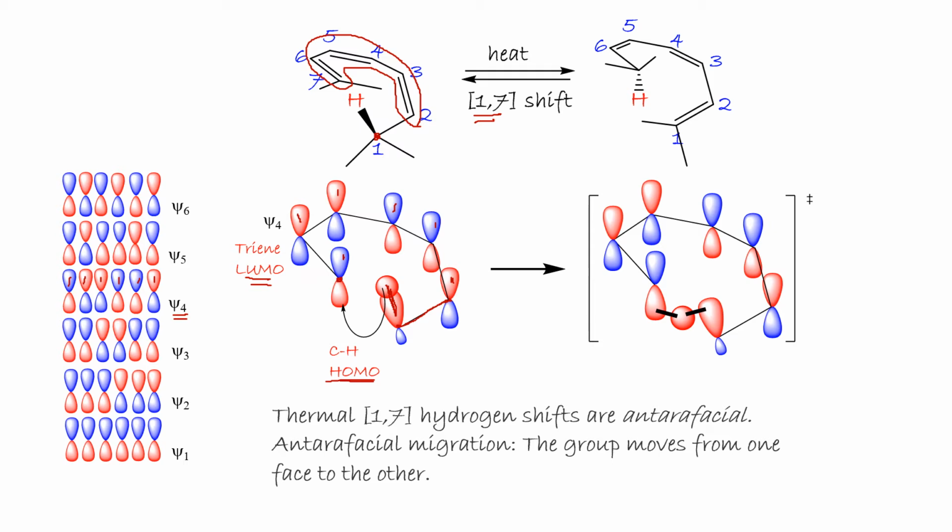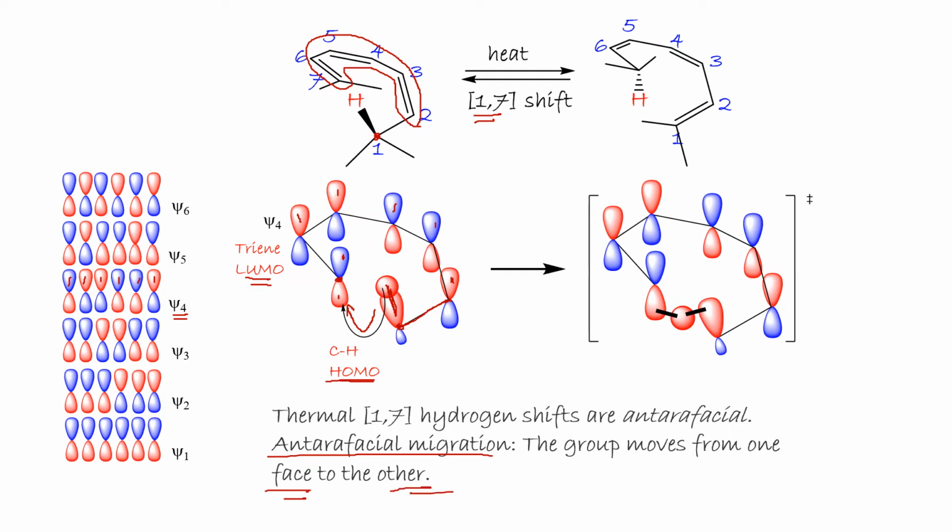This carbon number 7 has a different face in the same direction as the red of the carbon sigma bond, so it's blue, and the bottom one here is red. So the hydrogen should go down in order to form the bond. We call it antarafacial migration. The group moves from one face to another.